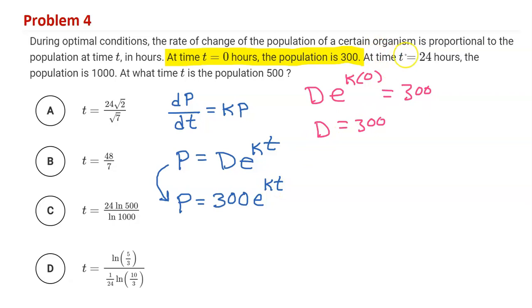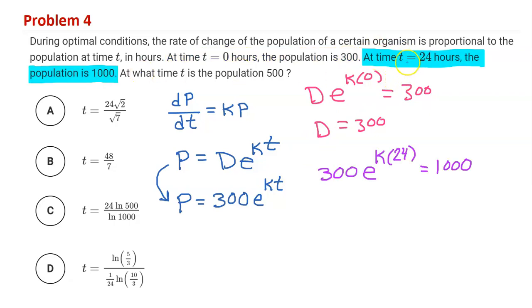So let's move on to the next set of initial conditions. At time t equals 24 hours, the population is 1,000. So substituting 24 in for t and 1,000 in for P, we have this equation. K is the only unknown, so we should be able to easily solve for it. Let's divide both sides by 300. 1,000 divided by 300 reduces to 10 over 3.